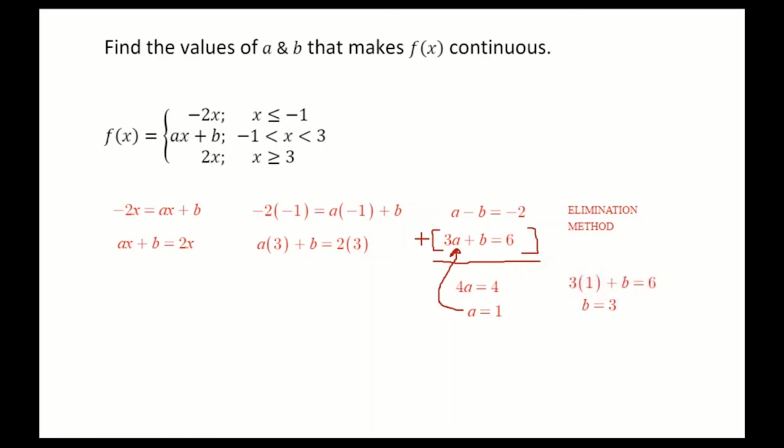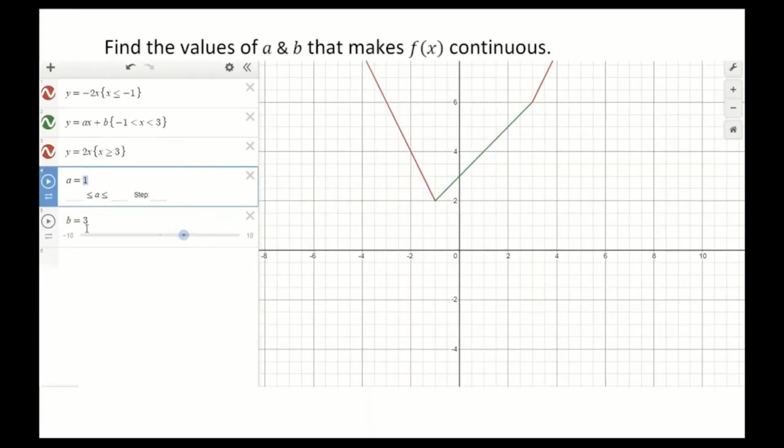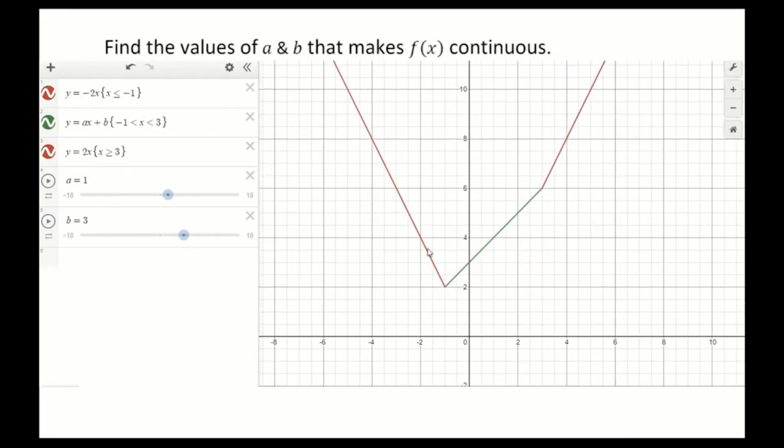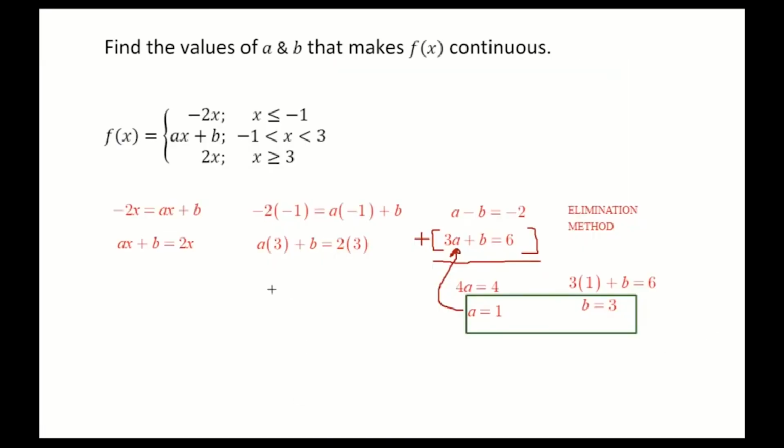Those are the solutions I got, and I'm pretty much done here. But let's go back to Desmos just momentarily and see if that's what we got. Okay, that is what we got, the 1 and the 3. So a was 1, b is 3. We can see visually that we have made this piecewise function continuous. So we're in good shape. We got it. So that's pretty much it for today.